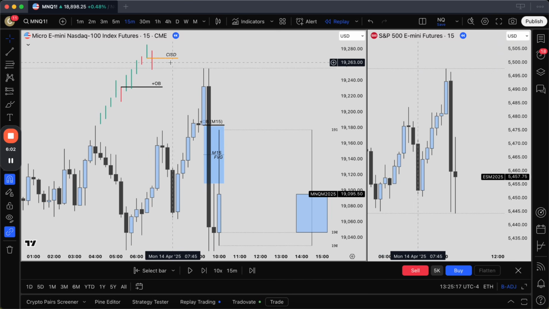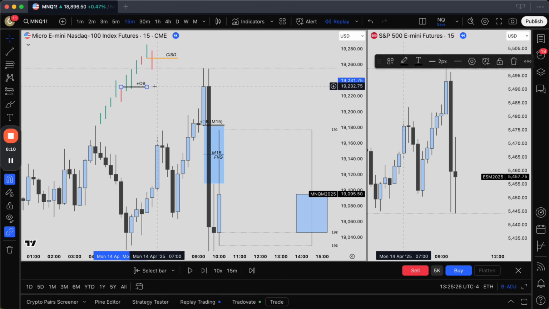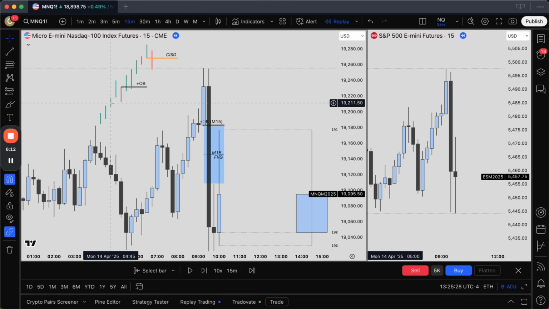So this is an order block, but it's an order block that changes the trend. It doesn't continue the trend. A normal order block, right, not a change in state of delivery, continues the trend. It acts as like support, right? A change in state of delivery does not continue the trend. It actually changes the trend.